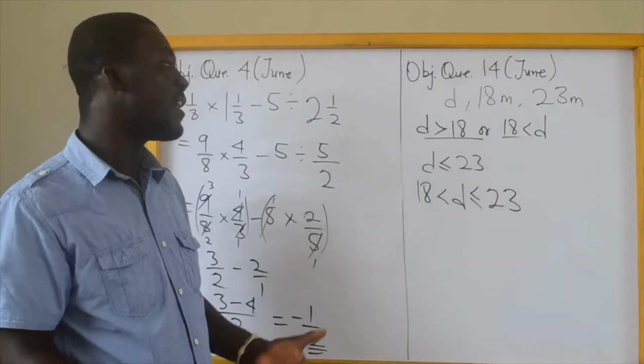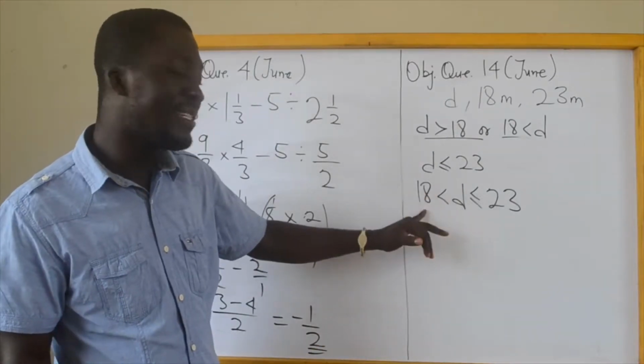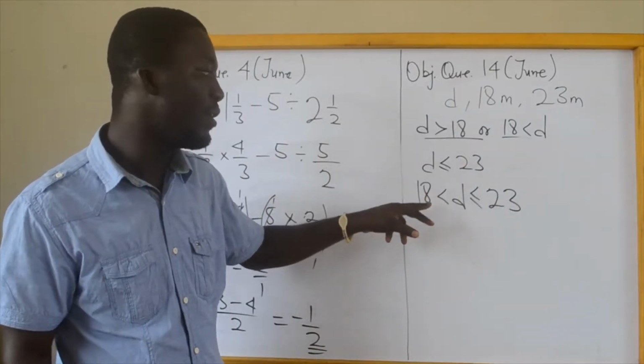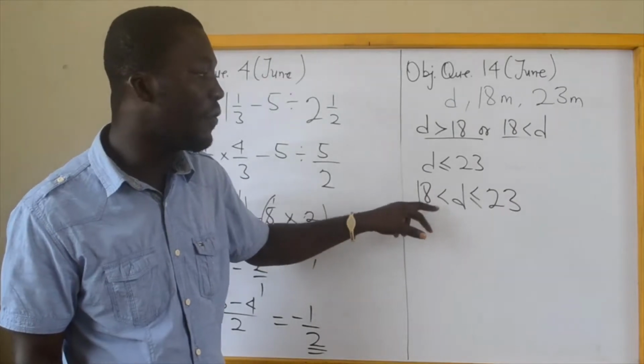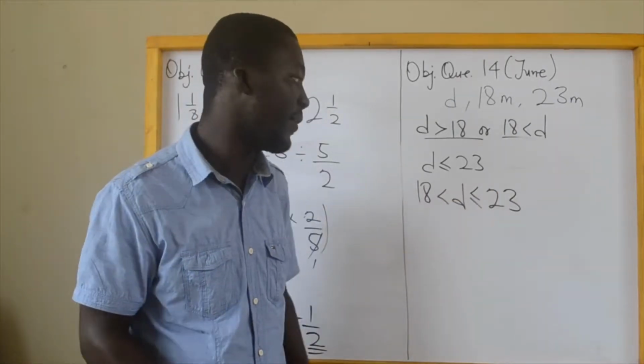So the range of interval for d will begin from 18 exclusive. The 18 wouldn't be part. So then we'll move up to 23 and the 23 will be part.